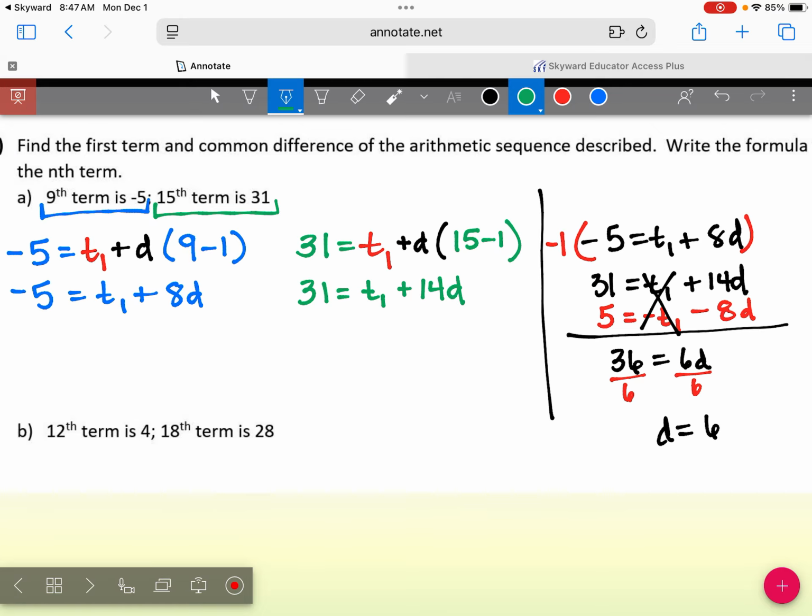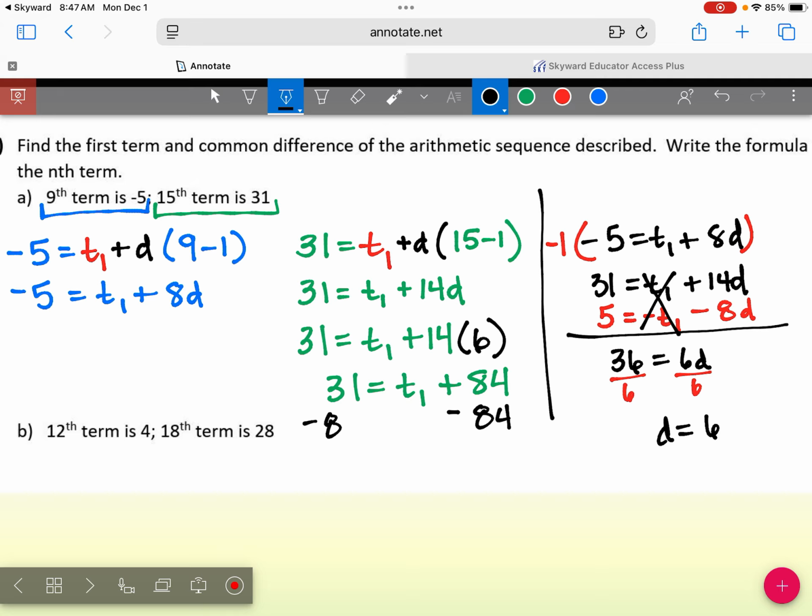So that would be 31 equals T1 plus 14. And now I know that my common difference is 6. So 31 equals T1 plus, go ahead, take 14 times 6. And you get 84. And what's my last step? Subtract the 84.